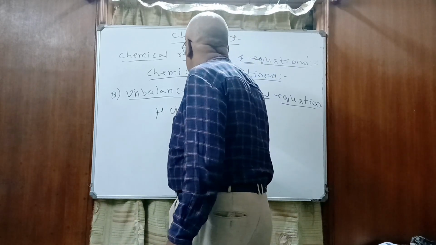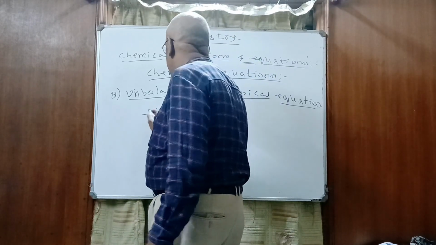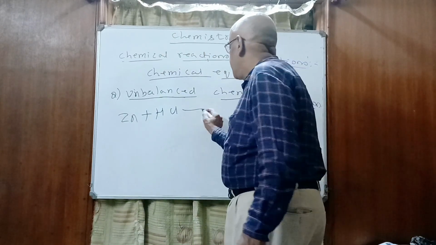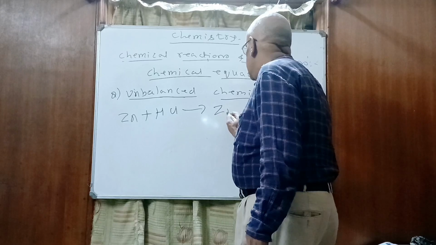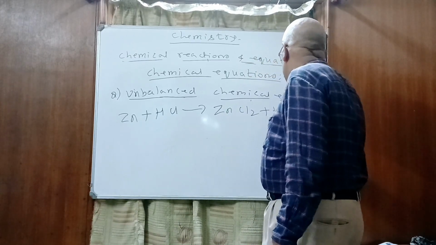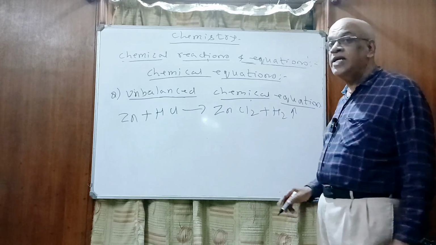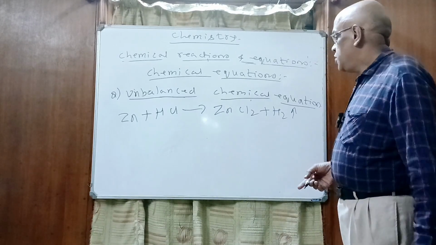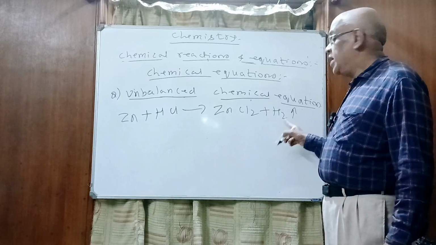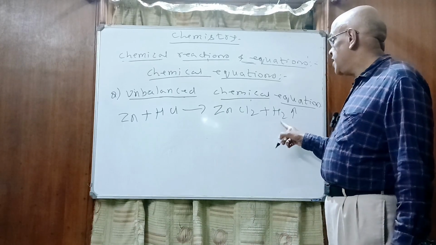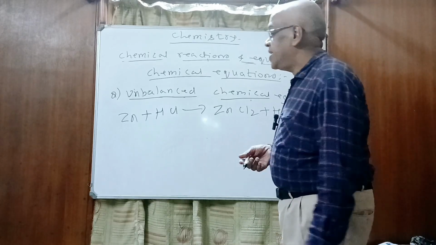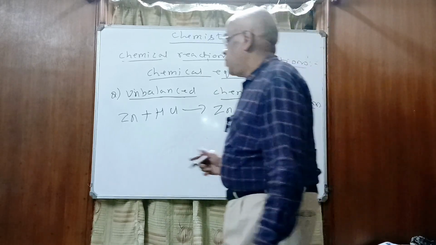Zinc reacts with HCl. What do you get, children? Zinc chloride plus hydrogen gas is liberated. See, again and again I am taking the same reaction so it will be easy for you to understand. What is H2? Hydrogen gas. What is the status of the hydrogen gas? The arrow indicates liberation of gas. It is lighter than air, so it rises in the atmosphere.